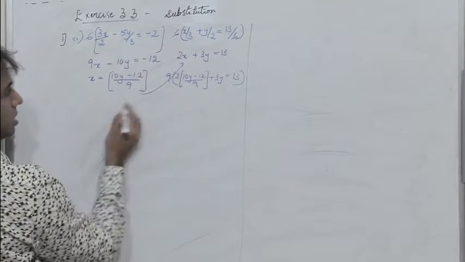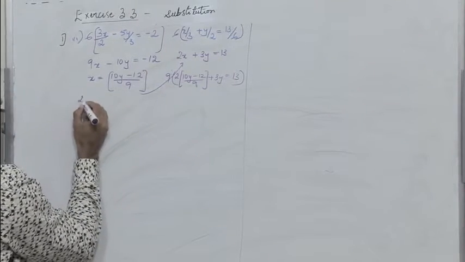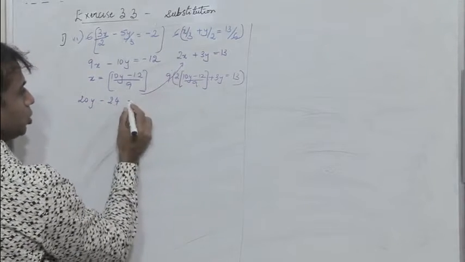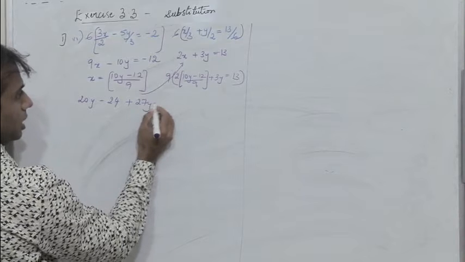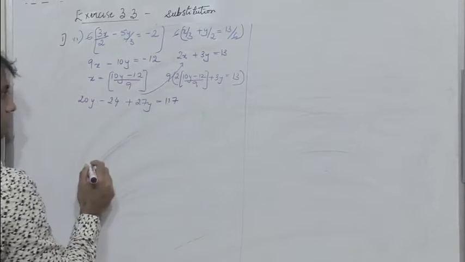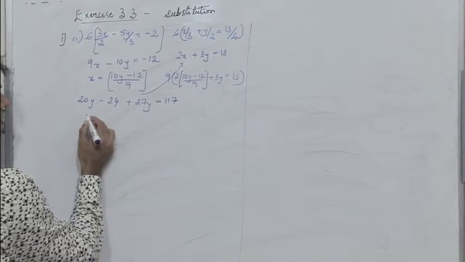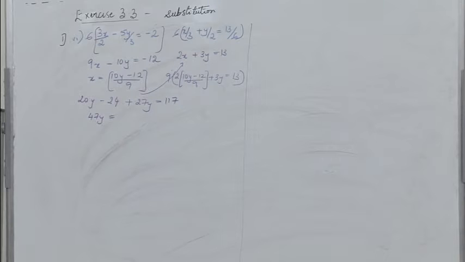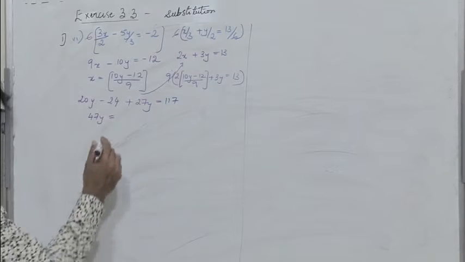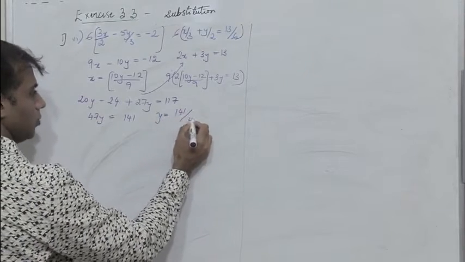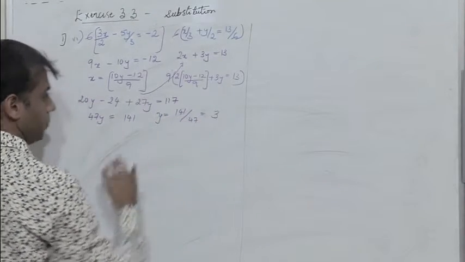So 9 and 9 get cancelled here. So I get 2 into 10, which is 20y minus 24, 2 into 12. Then I have 9 into 3, which is plus 27y equals 13 into 9. So 13 into 9 is 117. Right? So here we get 47y equals 117 plus 24, which is 141. So y is 141 divided by 47, which is 3.